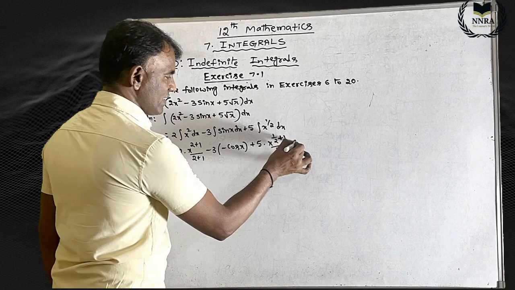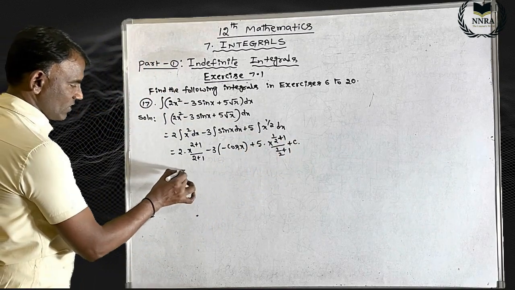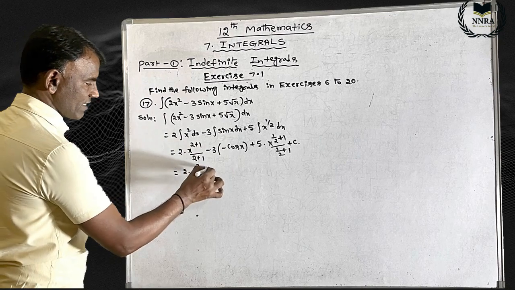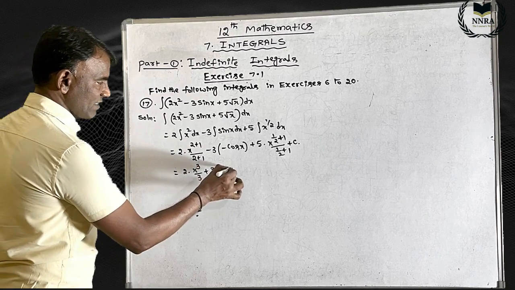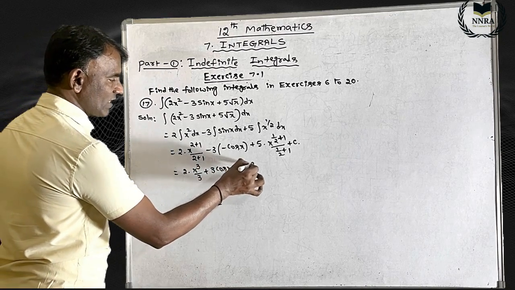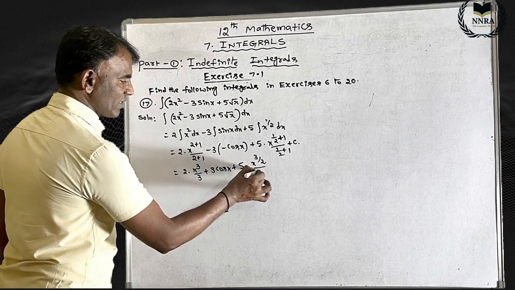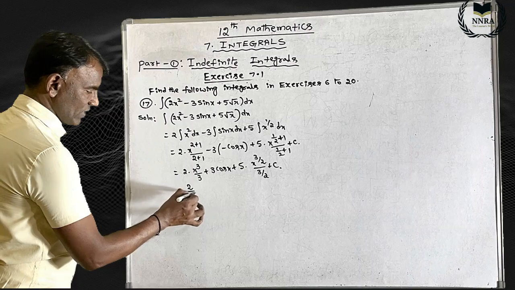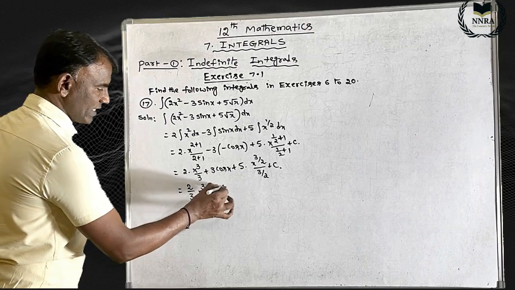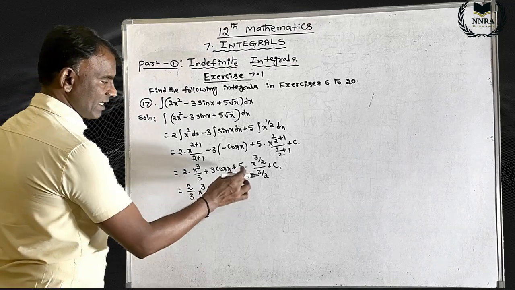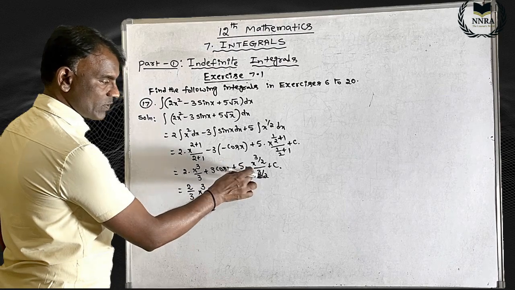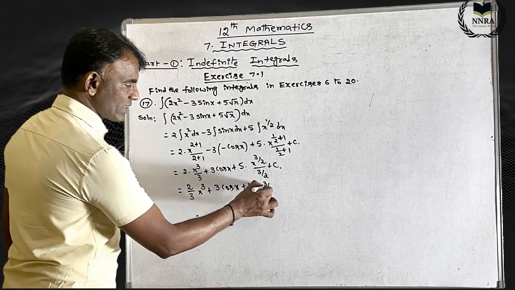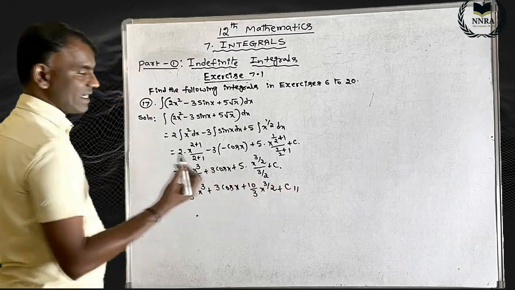Then constant c. So it is 2 into x cube by 3. Minus 3 into minus cos x, so plus 3 cos x, right? And 5 into, so how to write this? 3 by 2, 3 by 2. Then constant c. So it is 2 by 3 into x cube. So 3 into cos x. And 5 into 1 by 3 by 2 is 2 by 3. So 5 into 2 is 10. So 10 by 3 x power 3 by 2, then constant c is the answer.